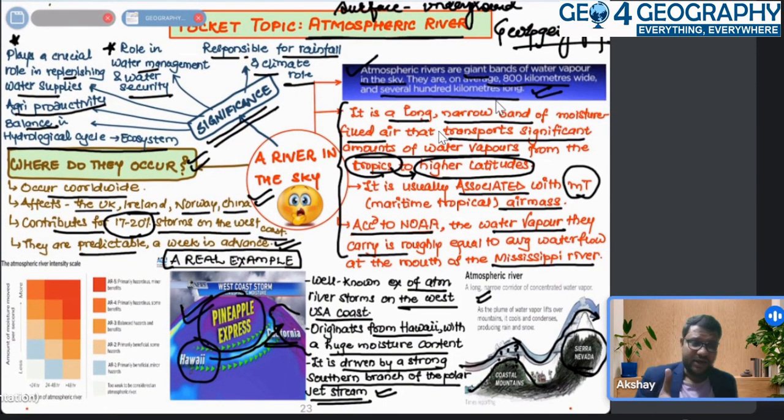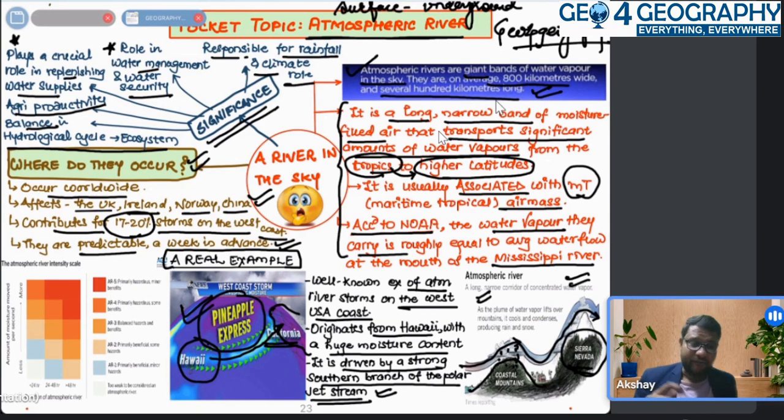An atmospheric river is a long, narrow stretch, 800 to 1000 kilometers, of water vapor moving in the atmosphere. An example of this is the Pineapple Express, which is a real-time example. It led to flooding in California in 2023, with the Sierra Nevada as a region. This map diagram will help you further.